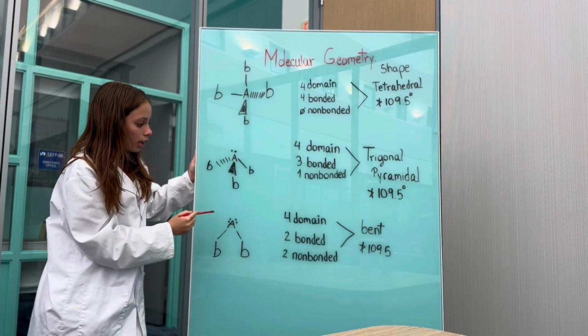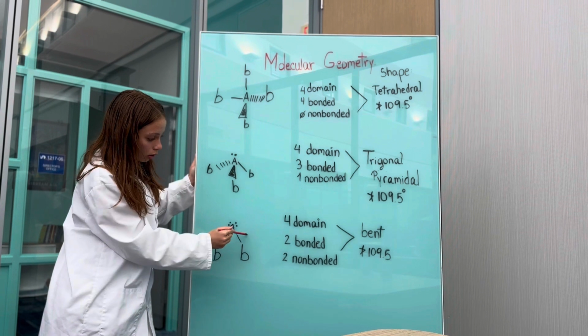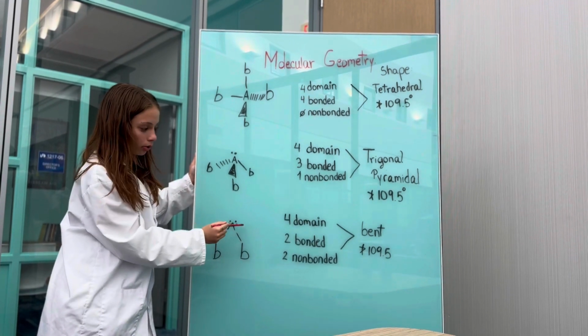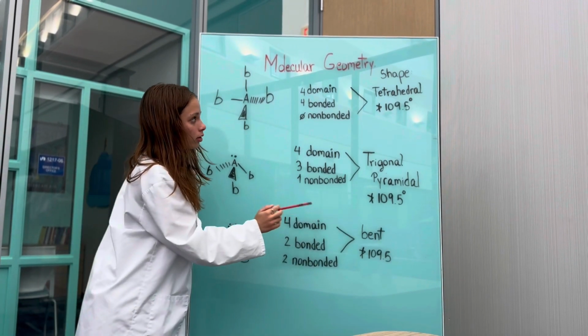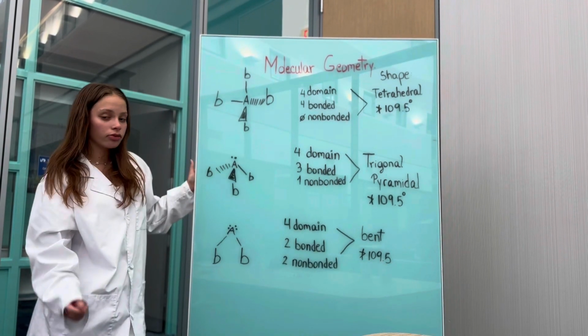And the third one, we have 4 domains: 1, 2, 3, and 4. Only 2 are bonded and 2 are non-bonded. They're going to have a bent shape and an angle of 109.5 degrees.